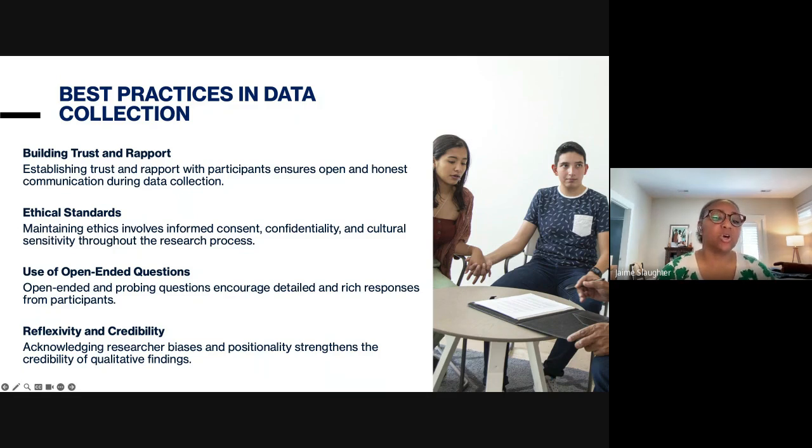Best practices also include using open-ended questions, and having some probing questions to encourage detailed, rich responses from participants, especially in the beginning of the focus group or interviews, because people can be a little shy as they're developing that rapport with you as the researcher or with the rest of the focus group participants.